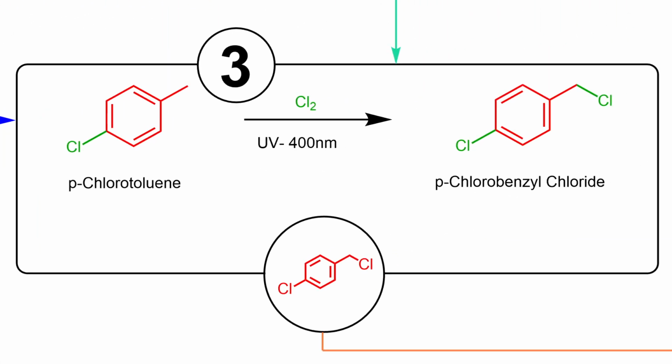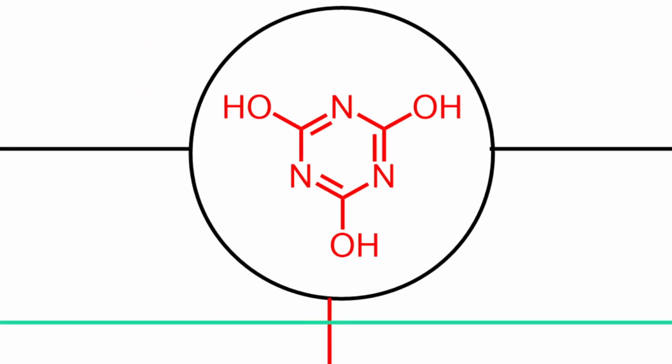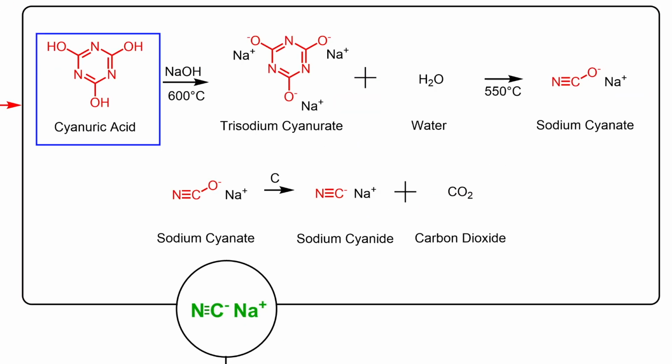Once the para-chlorotoluene is isolated, the next step is the preparation of sodium cyanide using cyanuric acid, sodium hydroxide, and activated carbon. We will not be including this due to YouTube terms of service.